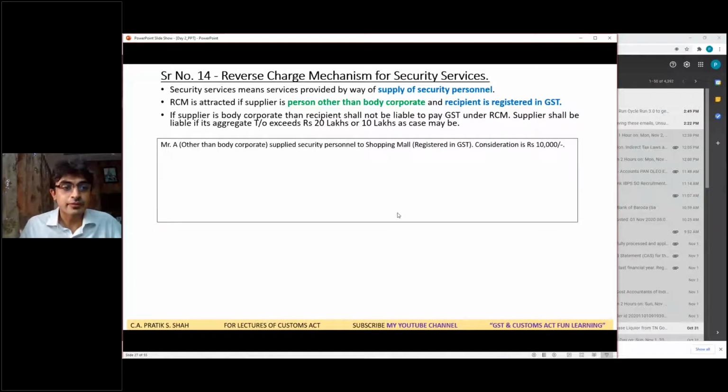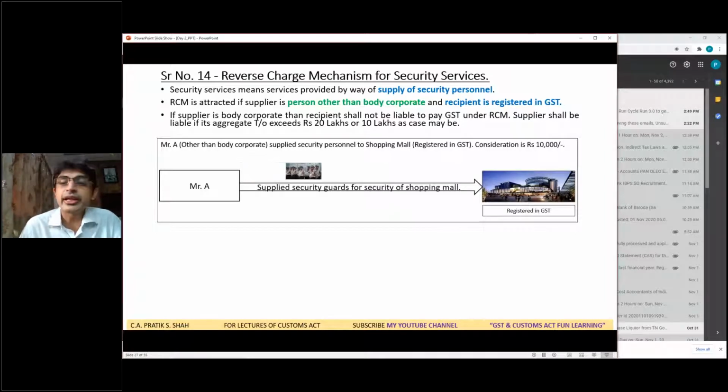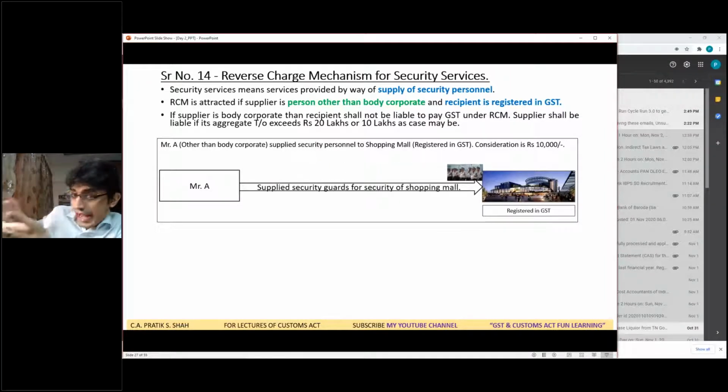Example number 1. Suppose I am Mr. A, an individual, other than body corporate. To this shopping mall, which is registered in GST, I am supplying security guards. For that, they paid me 10,000 rupees. Now my query to all of you: on this 10,000, whether Mr. A shall collect and pay GST or whether the shopping mall shall pay GST under reverse charge mechanism.